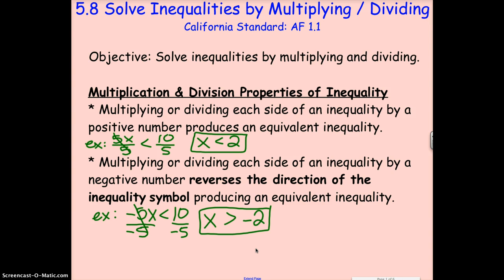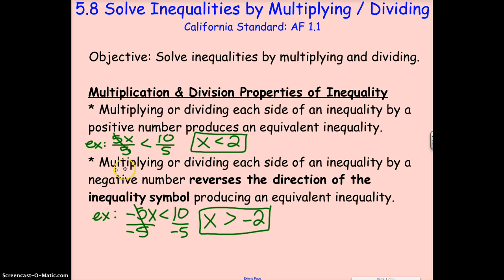Don't forget to write down our California Standard AF 1.1. And then we have two properties, which you must write down both these properties. Multiplying or dividing each side of an inequality by a positive number produces an equivalent inequality. So notice we had 5x is less than 10. Divide both sides by 5 and you end up with x is less than 2. That's the same as you've always done it.